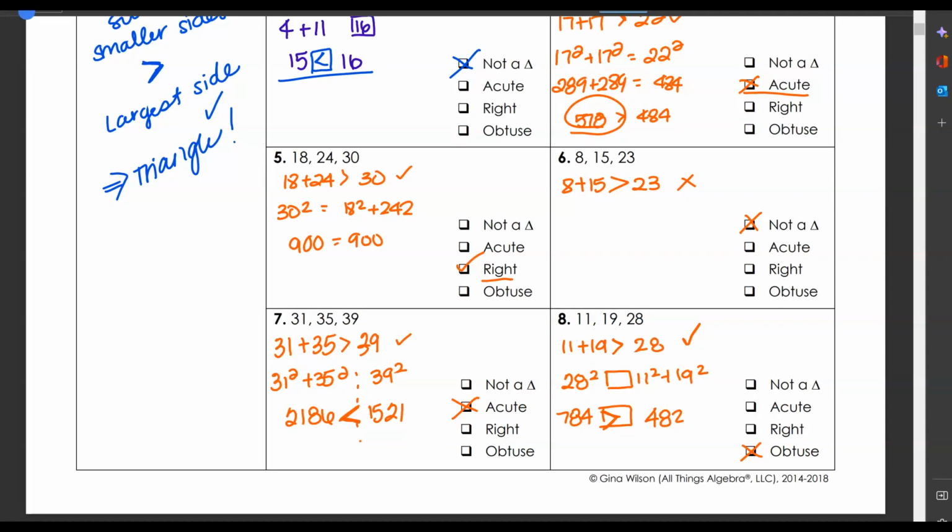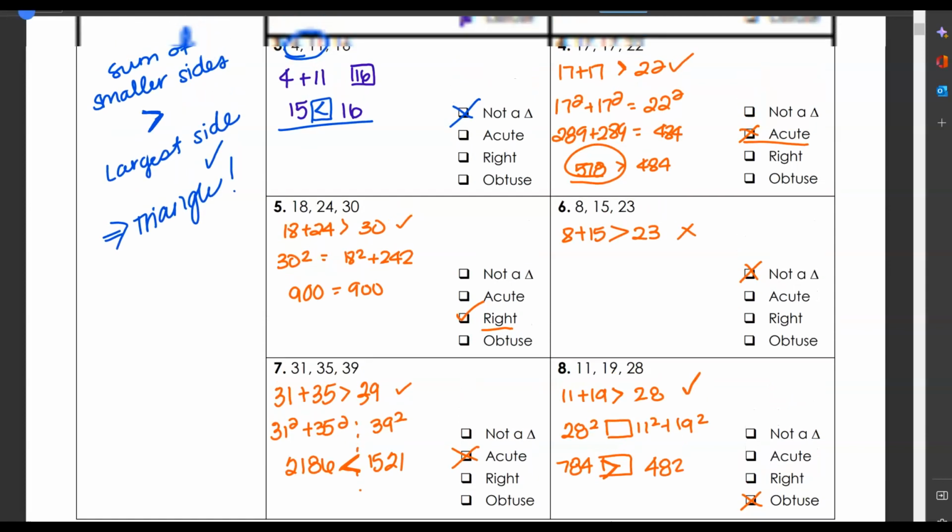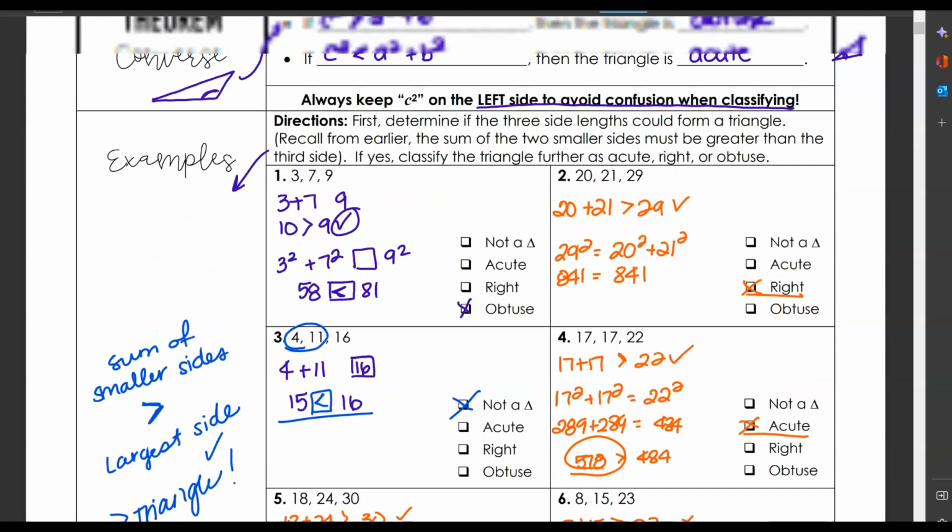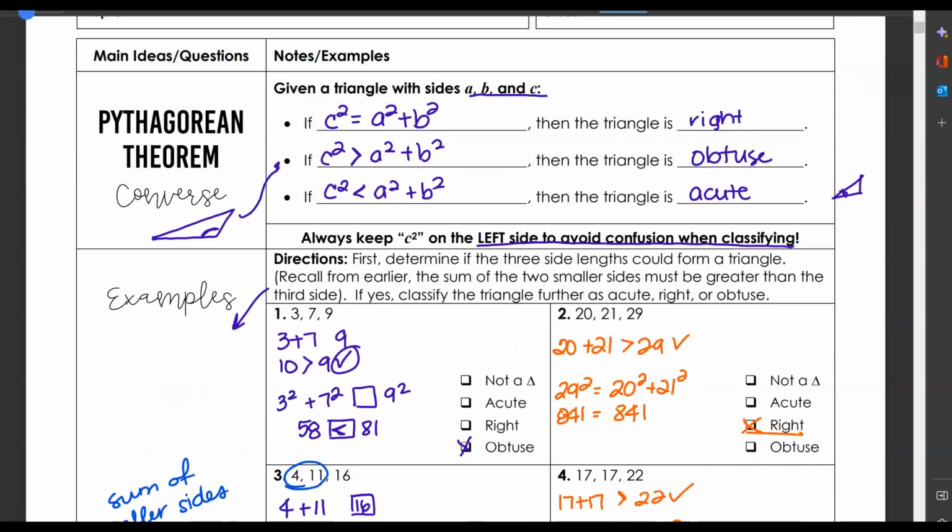Number 6 fails the triangle inequality, so therefore it is not a triangle. Number 7, we should have received an acute angle. And lastly, for number 8, considering that the hypotenuse, or letter C, is greater than the sides, we have an obtuse angle. All right, so hopefully all of that made sense, and we will continue to practice this.